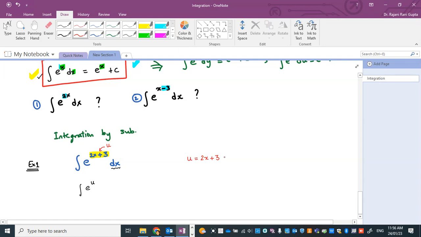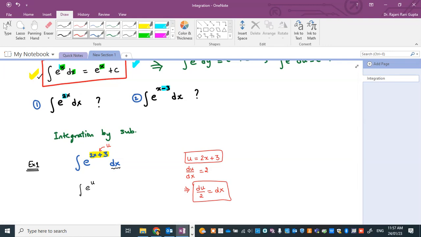So we have u equal to 2x plus 3. Since we need du, we have to find the derivative of u with respect to x. Why x? Because u is a function of x. So what will it be? 2. The derivative of x power 1 is 1 and the derivative of a constant is 0. So when you simplify this, the value of dx will be du over 2. Now we will use this value of dx here. In place of dx, we can now write du over 2.